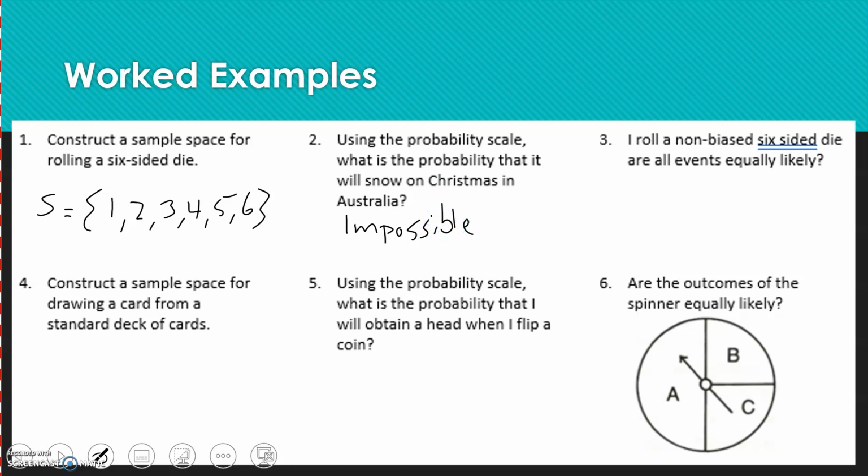Number 3, I roll a non-biased 6-sided die. Are all events equally likely? So when I roll the dice, does 1, 2, 3, 4, 5, and 6 all have the same chance of occurring? Yes, they do. So yes, all events are equally likely.